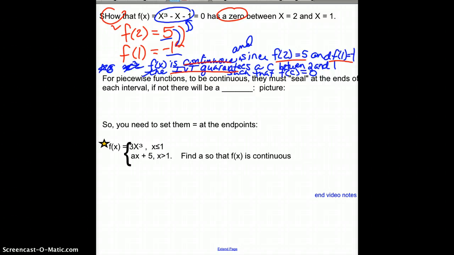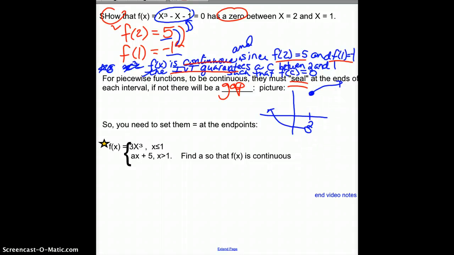For piecewise functions to be continuous, they must seal at their endpoints. If not, there's going to be a gap. It should make sense to you that if I have a piecewise function and one piece goes like this to the right of 2 and the other one ends up going like this to the left of 2, I don't have a continuous function. So algebraically, what you have to do to make them continuous is you're going to have to make sure that these meet at that boundary.